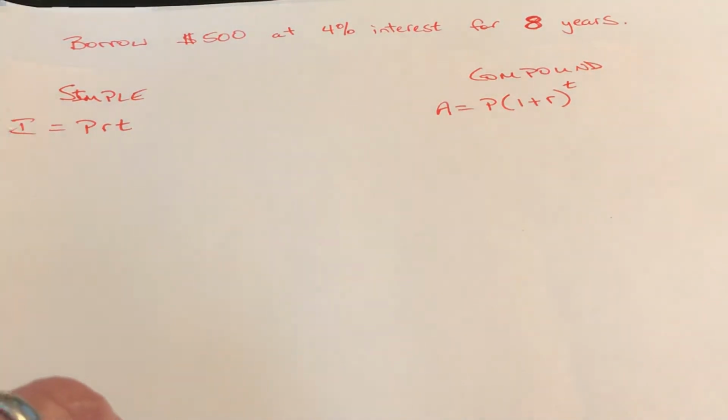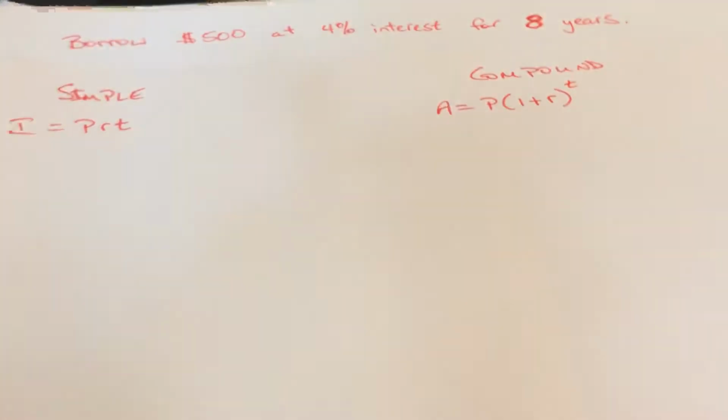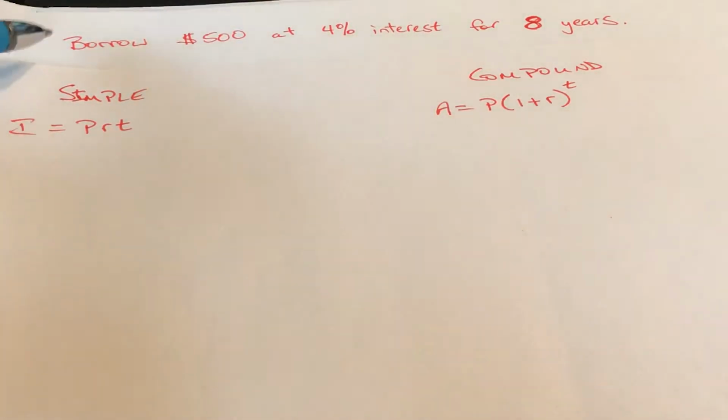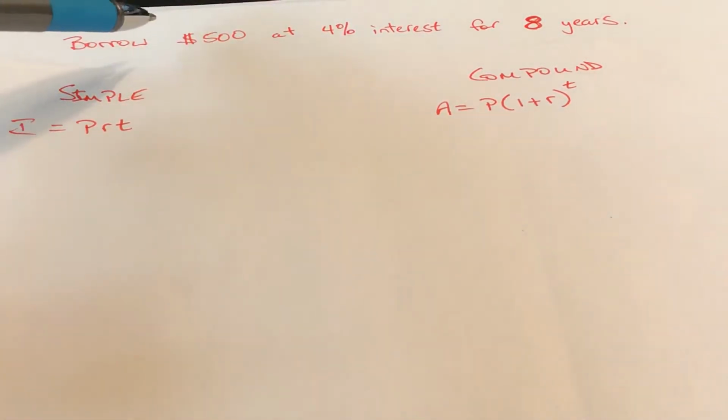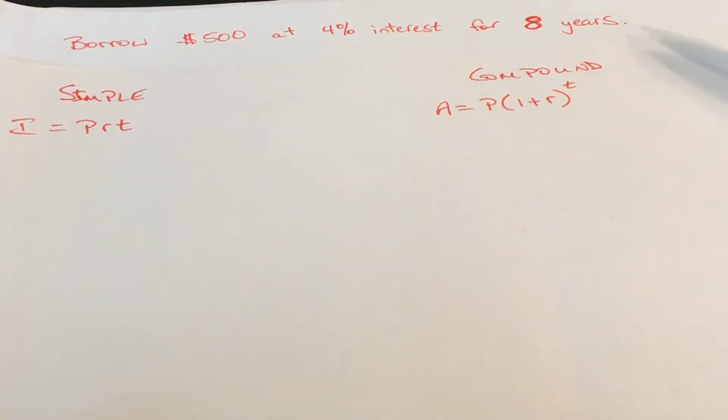Okay, so in this video, we're going to be comparing simple interest to compound interest. In the example that we're given, we're going to either borrow or deposit $500 at a 4% interest rate for a time of 8 years.